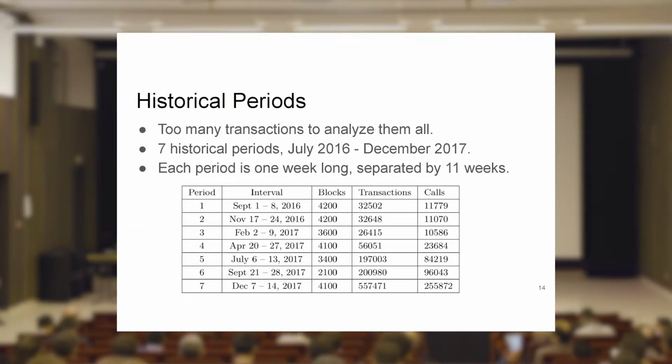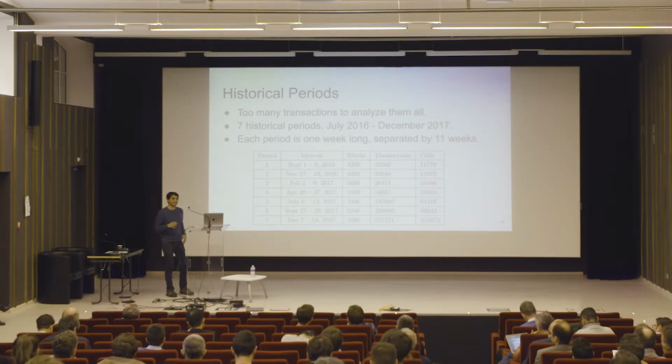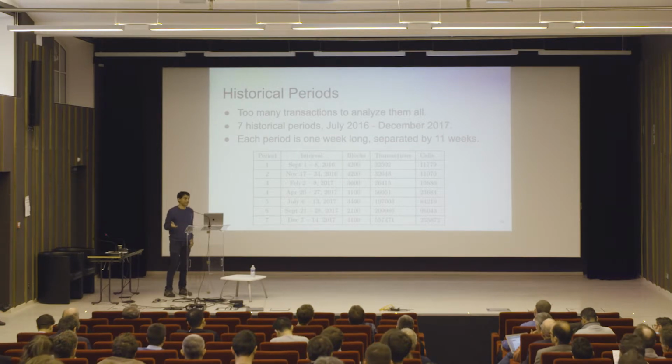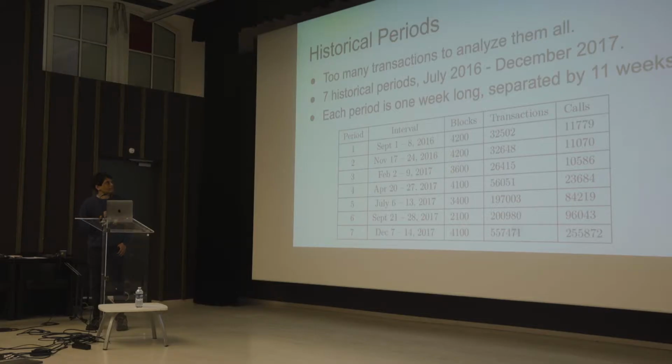There are too many transactions to analyze all of them, so we focus on certain subsets of the data that we have. Specifically, we look at 7 historical periods between July 2016 and December 2017. These are 1-week periods, separated by 11 weeks each. We chose the number 11 so that we can see all parts of a month: early in the month, middle of the month, and later in the month.